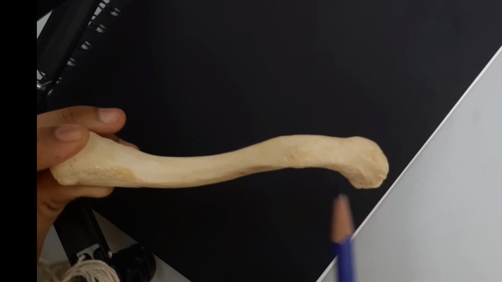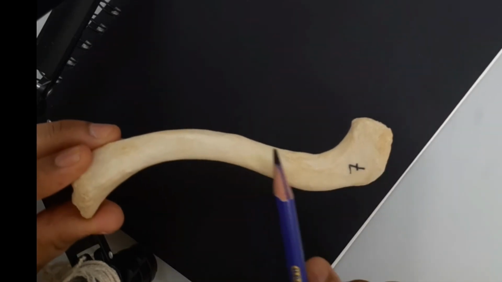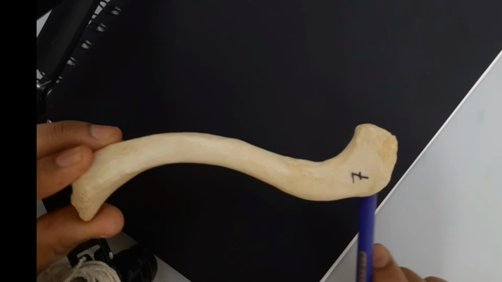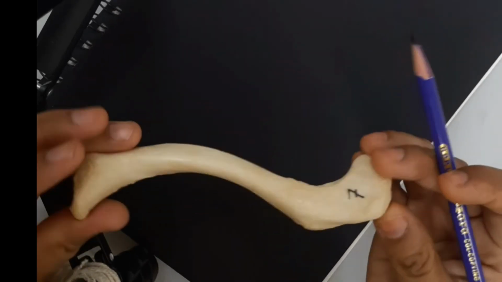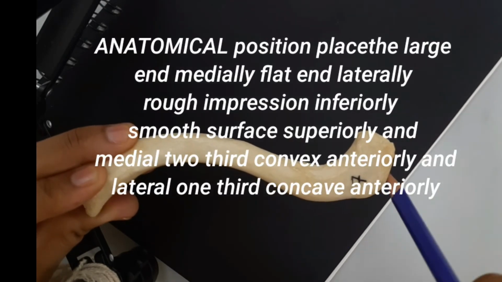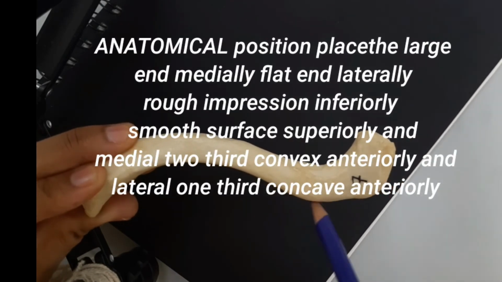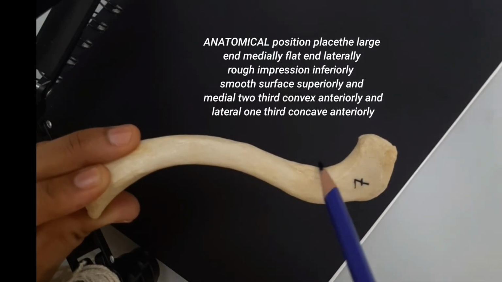So place in anatomical position, with the smooth surface superiorly and the rough surface inferiorly. The lateral 1/3 has a superior surface, inferior surface, anterior border and posterior border. Posterior border gives insertion to the trapezius, anterior border gives origin to the deltoid muscle.